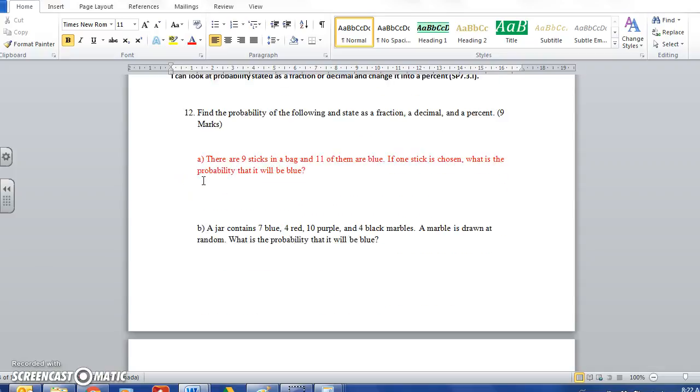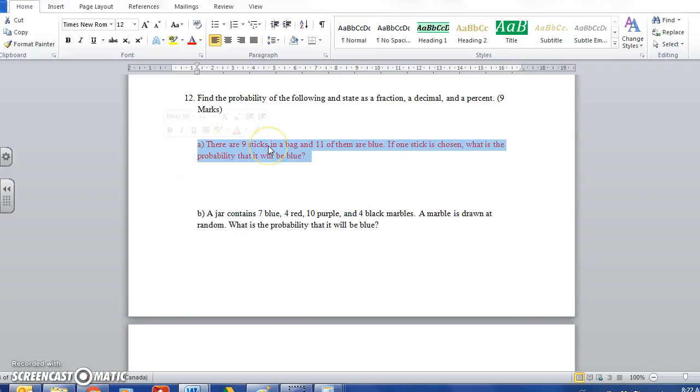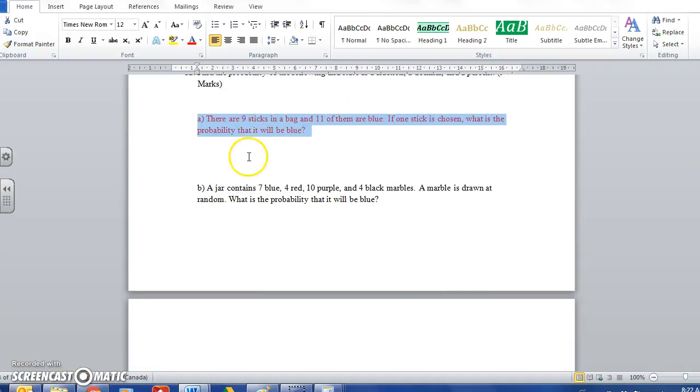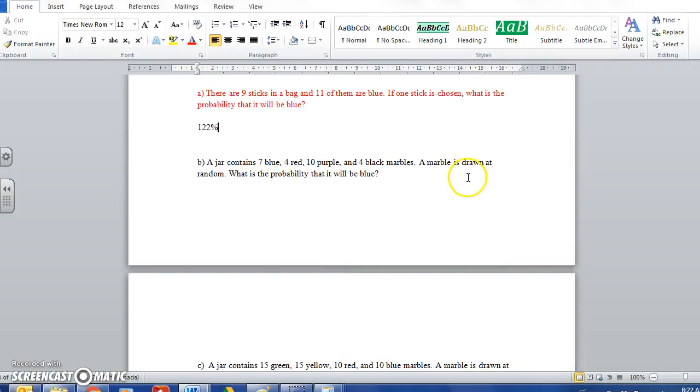Find the probability and state it as a fraction. This question was messed up. You can't have 11 blue sticks and only 9 sticks in the bag. Your probability works out to 122%. Kudos if you figured that out.